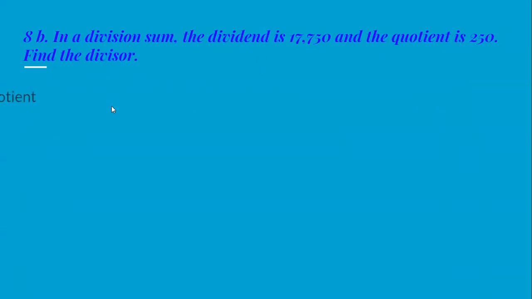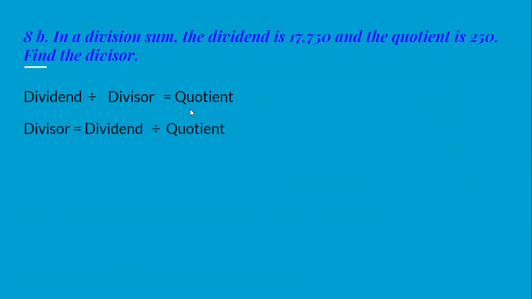So what is the formula? All of you know, dividend divided by divisor equals quotient. When we divide the dividend by the divisor, we get the quotient. But in this question, quotient is given and we have to find out the divisor. So divisor equals dividend divided by quotient. Here the dividend is 17,750, divided by 250. We will get 71. That is called the divisor.